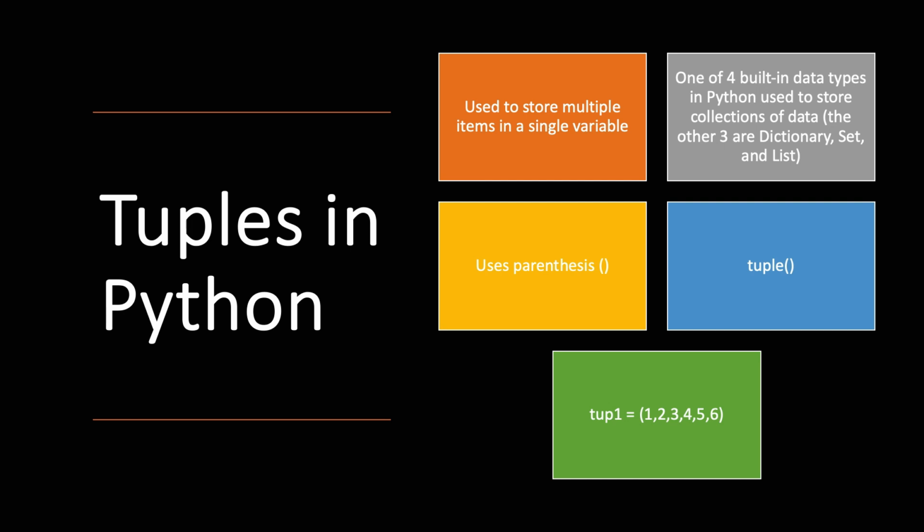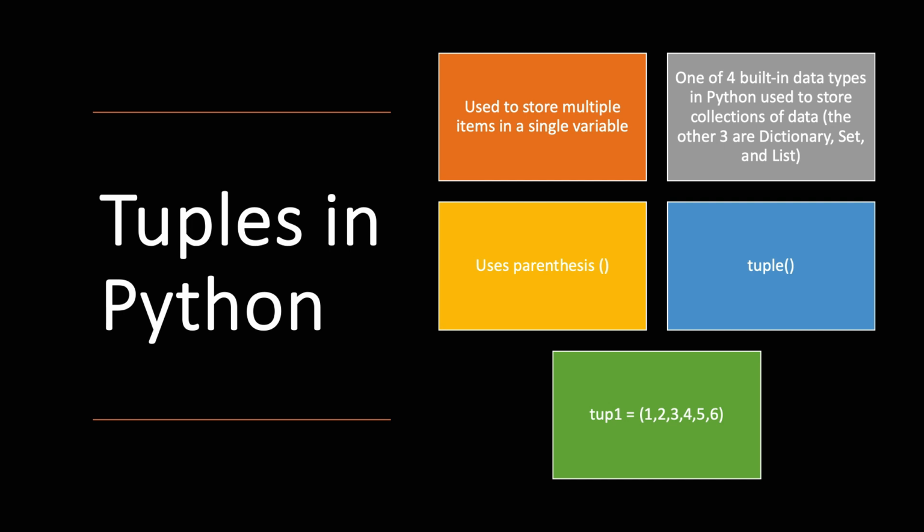And if you remember, lists use square brackets, dictionaries use braces or squiggly brackets, and now tuples use just a good old-fashioned parentheses. And in this example here, I created a tuple which holds integers from 1 to 6, and assigned it a name of top1. But how do I know this is a tuple? Well, because it's a collection of items, and they are surrounded by parentheses.